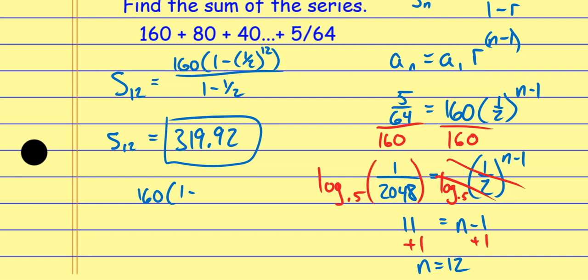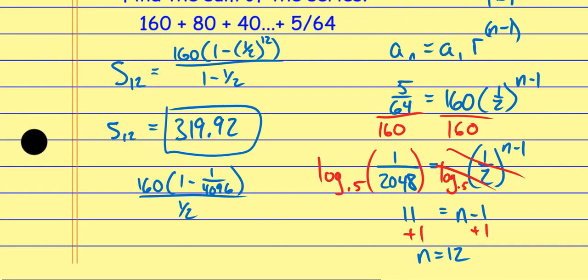1/2 to the 12th power gives me a 1 over 4,096. Okay, if I do 1 minus that guy, oh, sorry, I should have this whole thing over 1 minus 1/2, which is 1/2. Now from here, that's 160. This is going to give me a 4095 over the 4096. And I could deal with that 1/2 right now if we want. The 160 divided by 1/2 is like times 2, so that's a 320 out here.